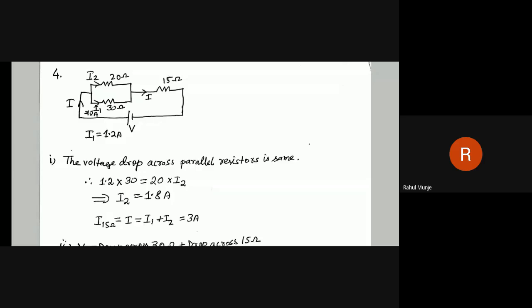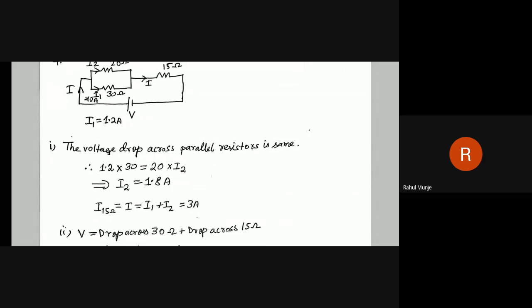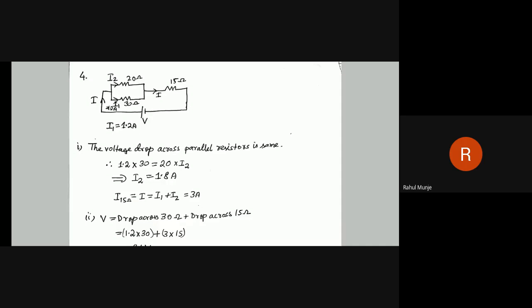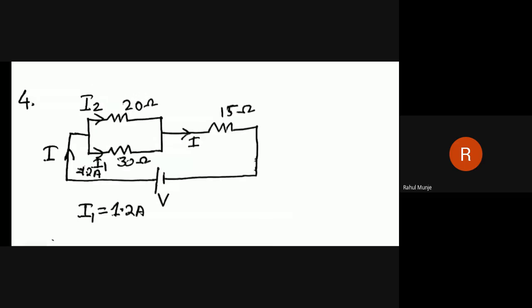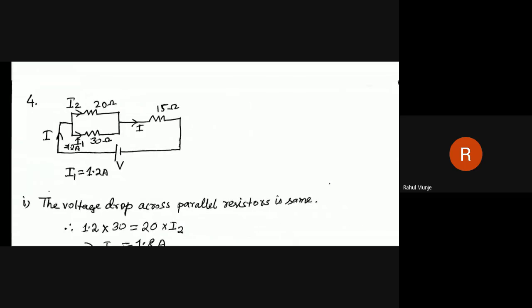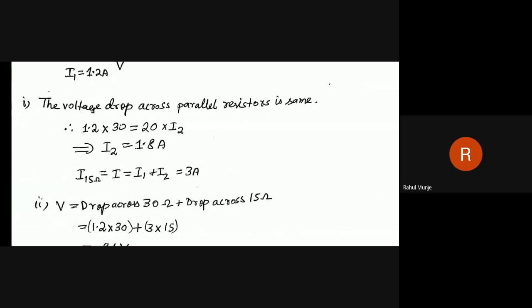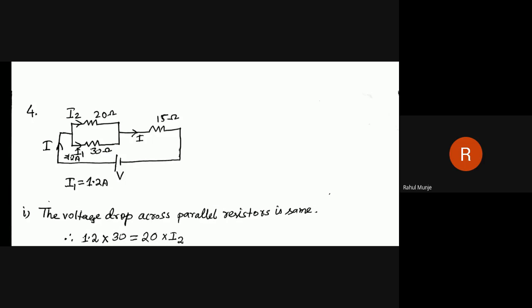So you just put the value and find the I2 that is flowing through 20 ohm. I2 is flowing through 20 ohm, has the same voltage. So 1.2 into 30 equals to 20 into I2. Once you find out I2, 1.8 ampere it is coming. Fine. Now you can find out I15, means 15 ohm resistor. Here you see the 15 ohm resistor. So what is the current flowing through the 15 ohm resistor? That is easily found out by I1 plus I2, because I1 plus I2 is only I.